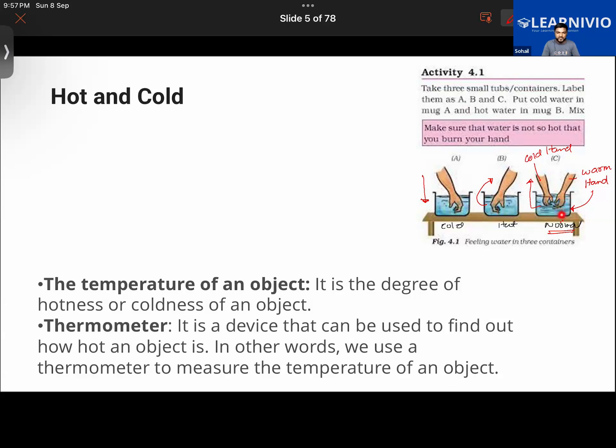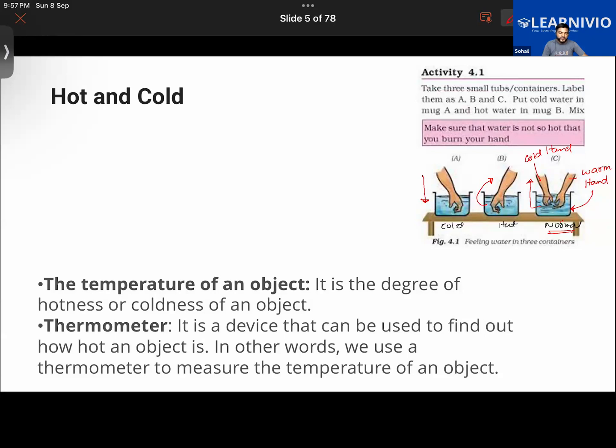But is the temperature of the water cold? Is the temperature of the water cold here? No, sir. No. So here our sense of touch is deceiving us. It was okay in containers A and B, you were able to sense it properly, but in container C, it is deceiving us. So the sense of touch is not always a reliable way to measure the hotness or coldness of a given object. So we have to rely upon a device called a thermometer.